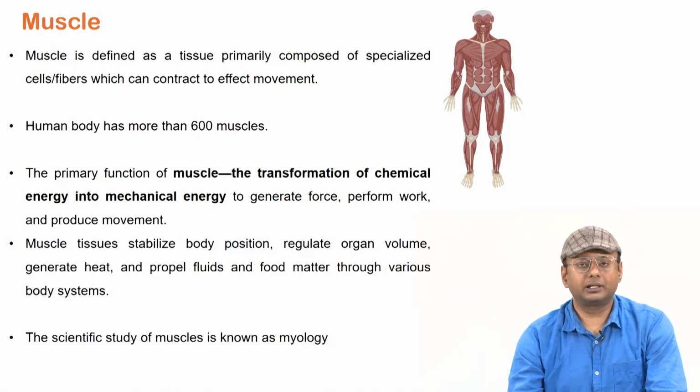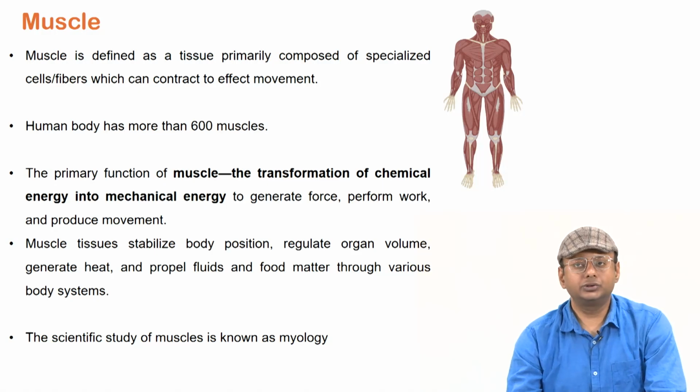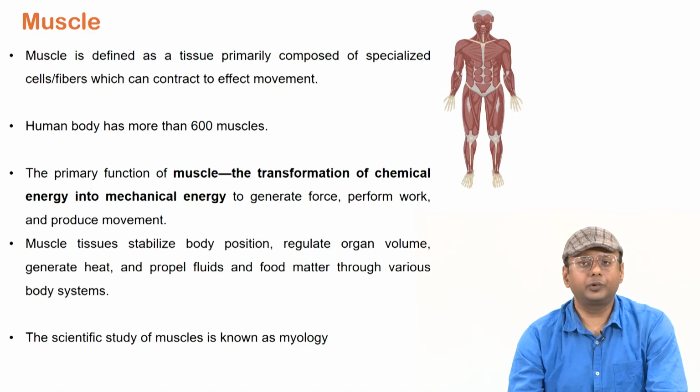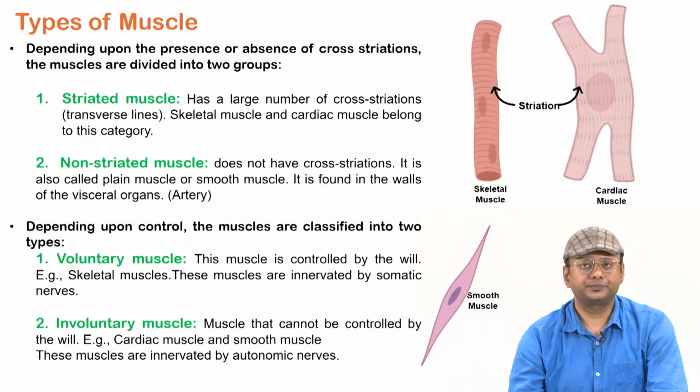In the human body we have more than 600 muscles, and as we already said, the primary function of muscle is the transformation of chemical energy into mechanical energy. And why is mechanical energy needed? It is needed to generate force, perform work and produce movement. Apart from that, muscle tissues also stabilize our body's position. They also regulate different organ volumes. They also generate heat and maintain the overall heat balance in our body. Lastly, they also propel fluids and food matter through different body systems. And the scientific study of muscle is known as myology.